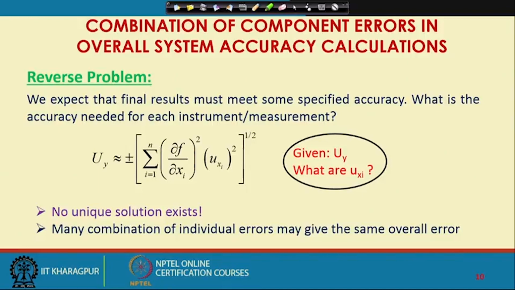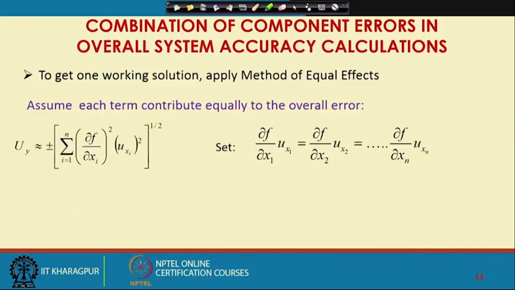So, because there exist many combinations of individual errors which may give the same overall error or same overall accuracy, there cannot be any unique solution for this reverse problem. But we have to get some working solution. So, we make use of something called the method of equal effects. This is a simple approximation that we will make, and it will allow us to get at least one working solution.